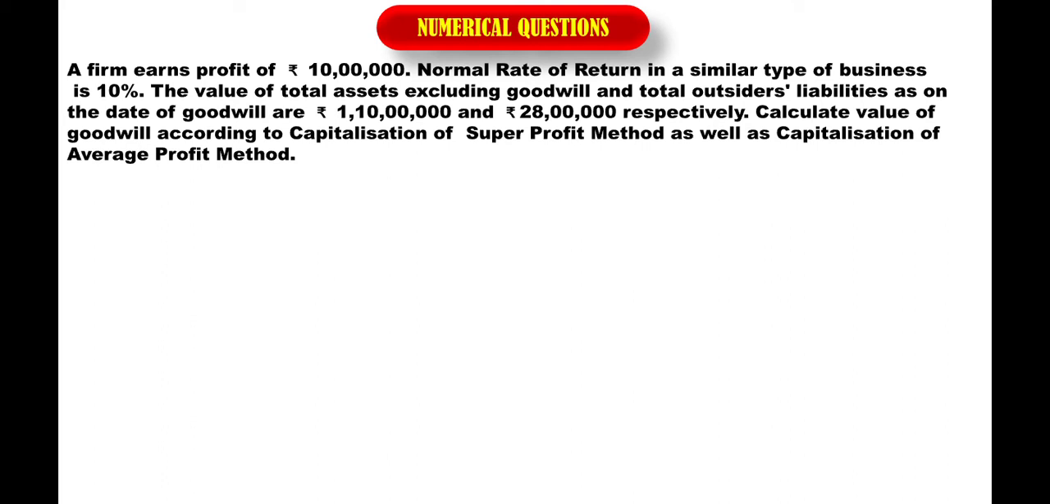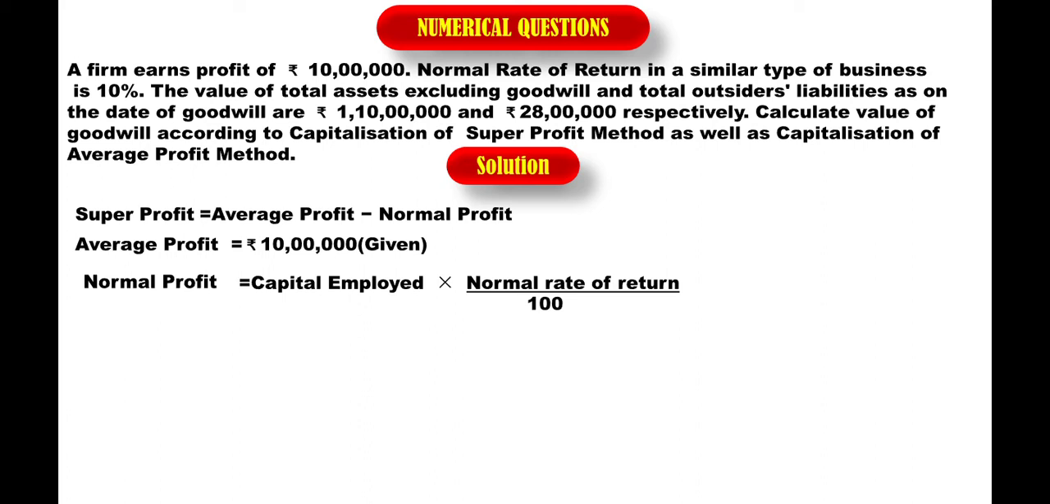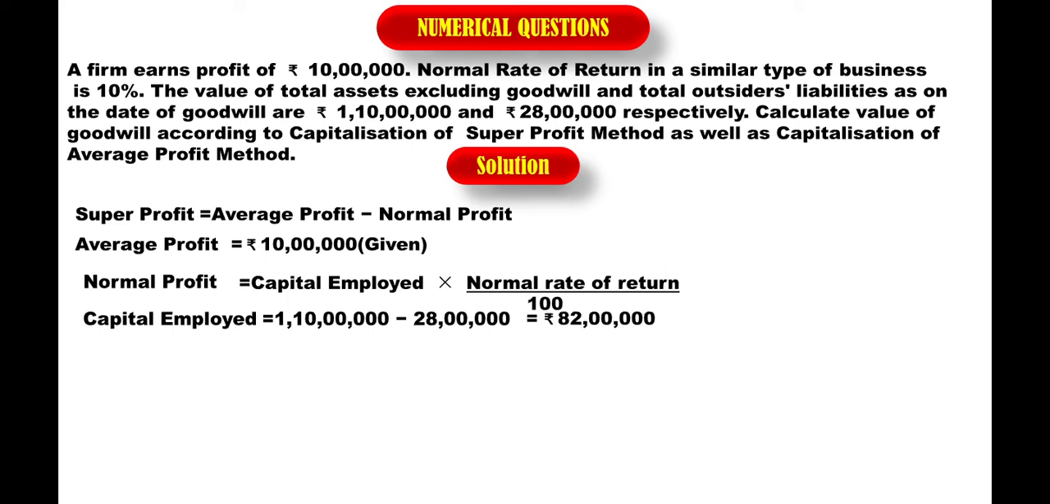So here is the solution. Super profit equals average profit minus normal profit. Average profit is already given in the question. Normal profit we need to find out. Capital employed is 1 crore 10 lakh minus 28 lakh. Here the asset side approach has been followed. So this is the value of the capital employed, 82 lakh.